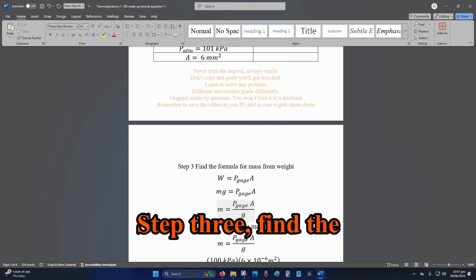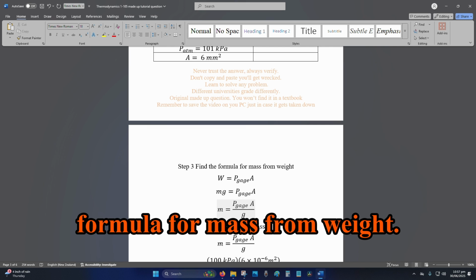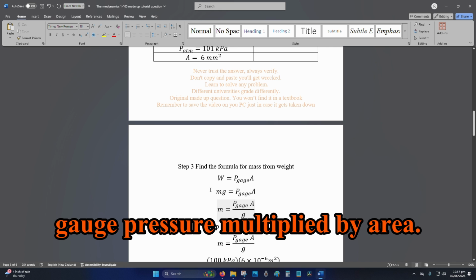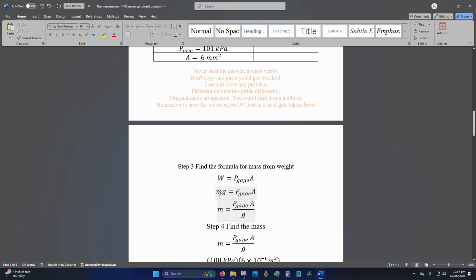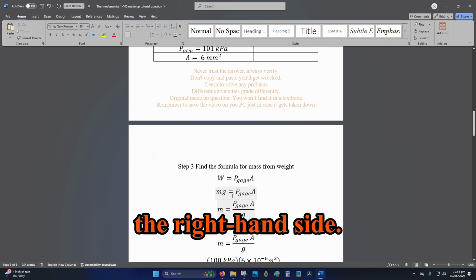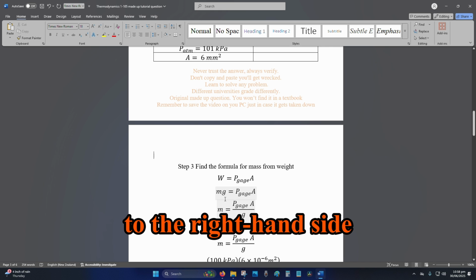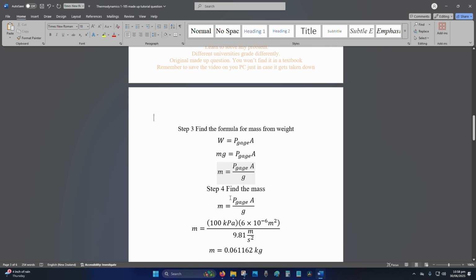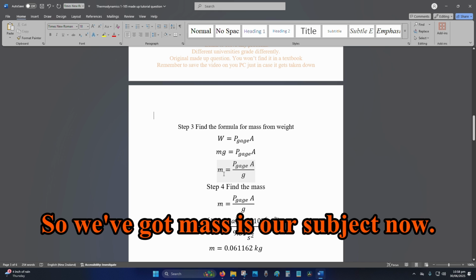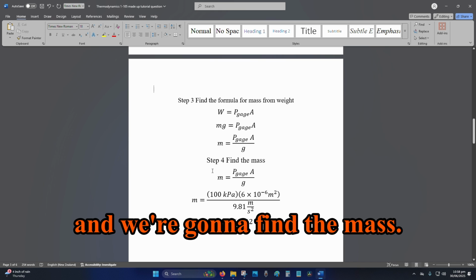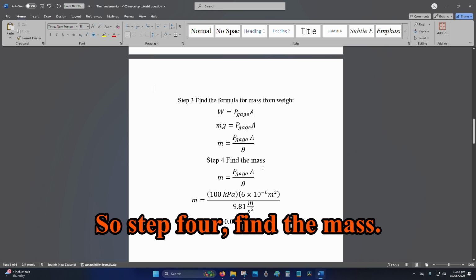Step 3, find the formula for mass from weight. So weight is equal to the gauge pressure multiplied by area. We expand that out. Mass multiplied by gravity is equal to the right hand side, so we bring gravity to the right hand side by dividing both sides. So we've got mass as our subject now, so we're going to use this equation and find the mass. So step 4, find the mass.